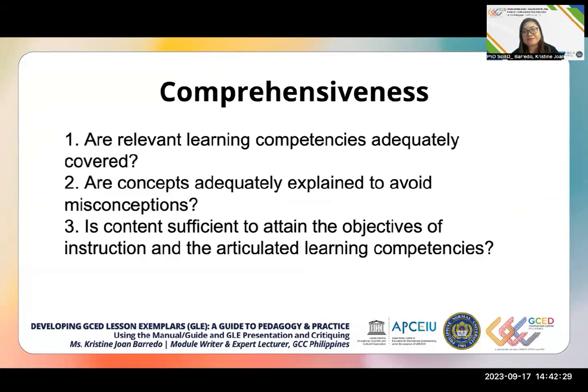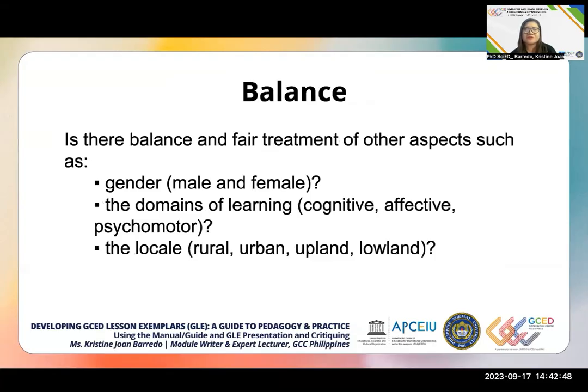For the comprehensiveness, are relevant learning competencies adequately covered? Are concepts adequately explained to avoid misconceptions? Is content sufficient to attain the objectives of instruction and the articulated learning competencies? And for the balance, is there balance and fair treatment of other aspects such as gender, the domains of learning, the locale?